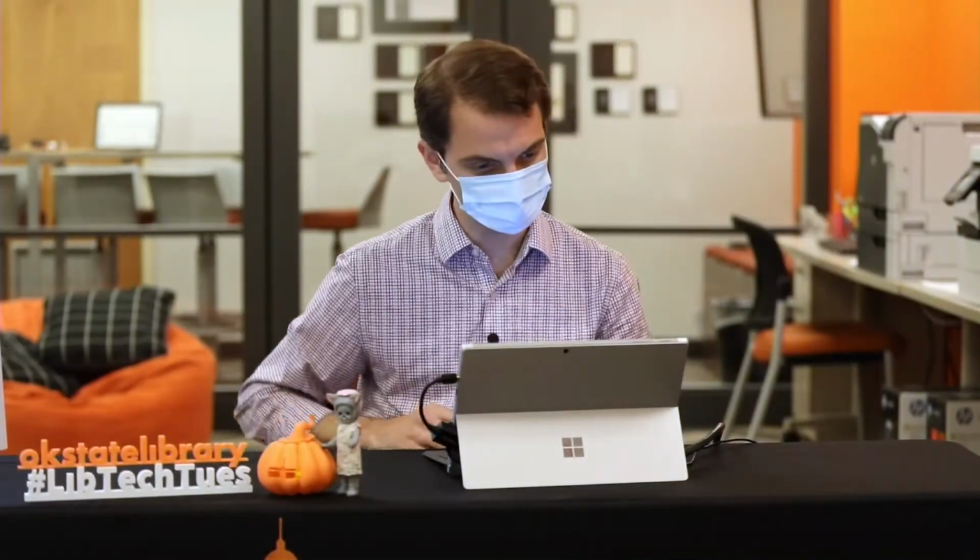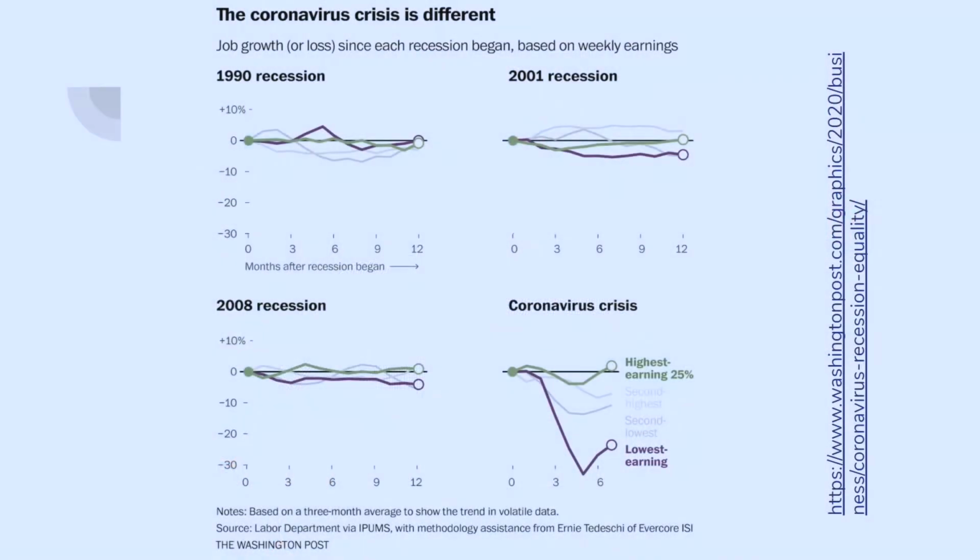Here's another one. This is showing job growth and loss during recessions, and how the shape of these different recessions and the recovery or lack thereof has differed. And you can see that the point of this series of visualizations is that the coronavirus crisis is different. And that's because if you look at that purple line, that represents the lowest earning 25% of the working population. And that, you can see, has lost more in terms of number of jobs compared to any of the other quartiles, and has recovered the least in that same period of time.